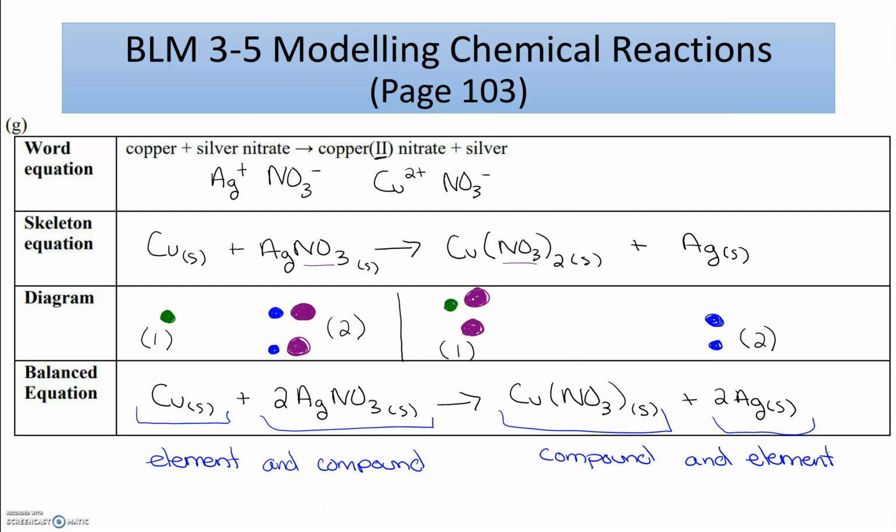When I look a little bit closer, it appears as though the copper just took the place of the silver, and then the silver became all on its own. So the element switched places with one of the ions in the compound.